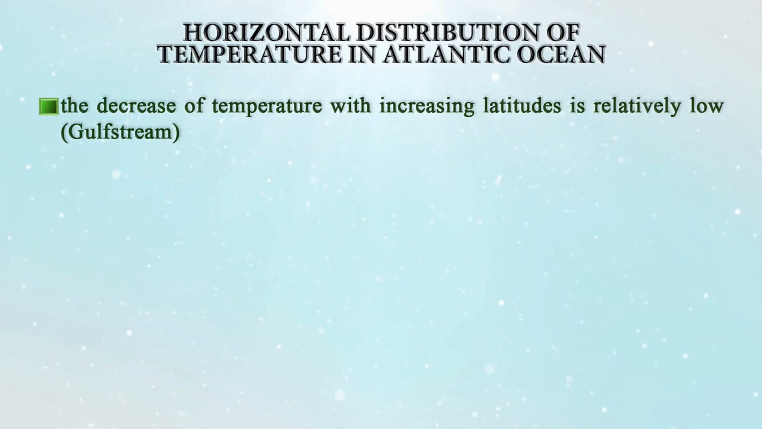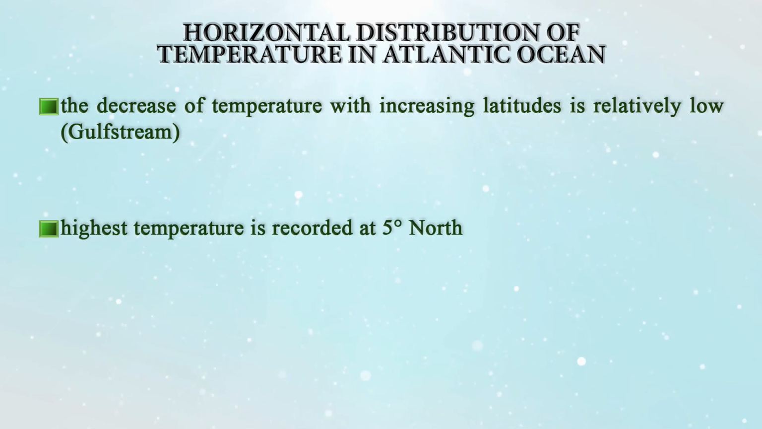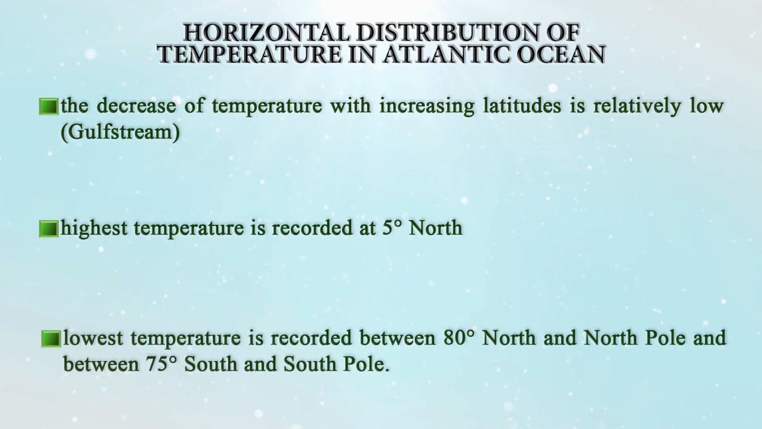Now we see the horizontal distribution of temperature in the Atlantic Ocean. The Atlantic Ocean has the effect of a warm ocean current like the Gulf Stream, due to which the decrease of temperature with increasing latitudes is relatively low in the Atlantic Ocean. Highest temperature is recorded at about 5° north latitudes, and lowest temperature is recorded at about 80° north latitudes and North Pole, and between 75° south latitudes and South Pole. We will study these with the help of the figure also.